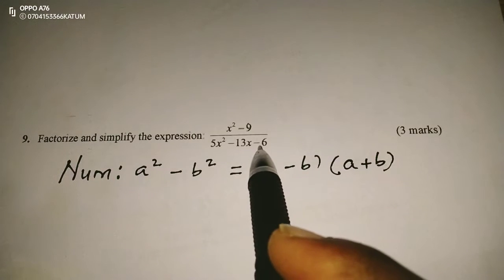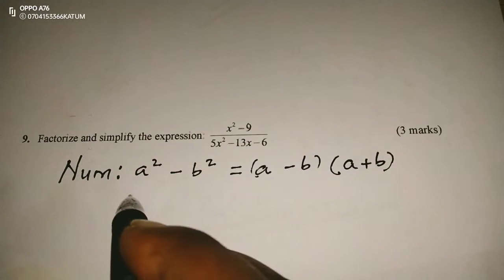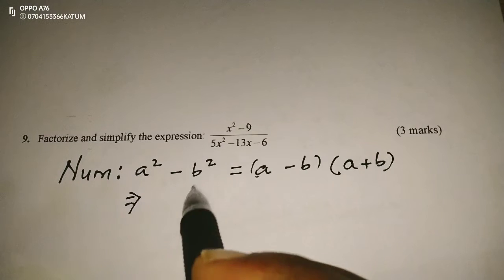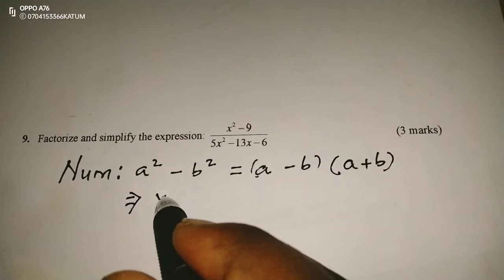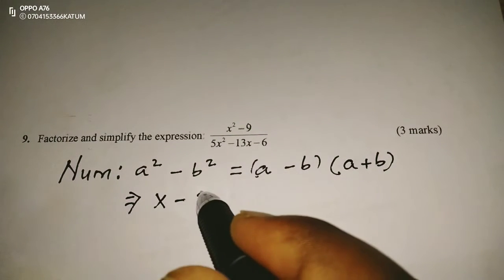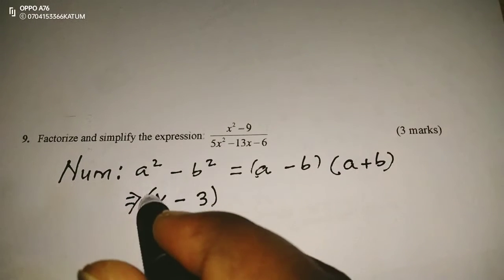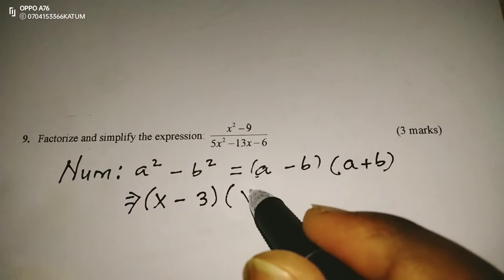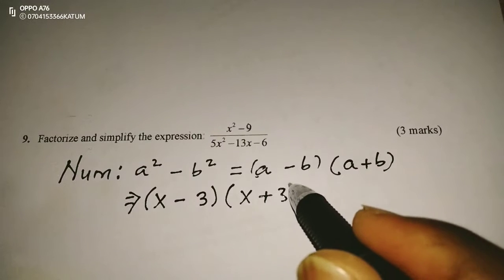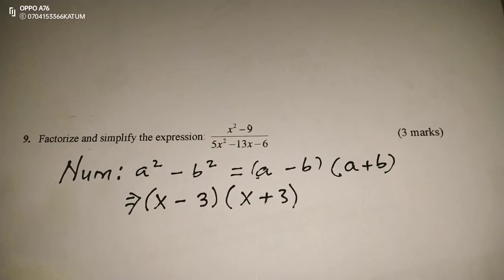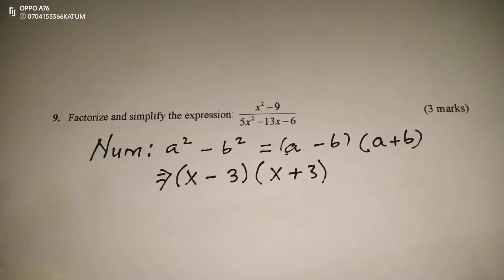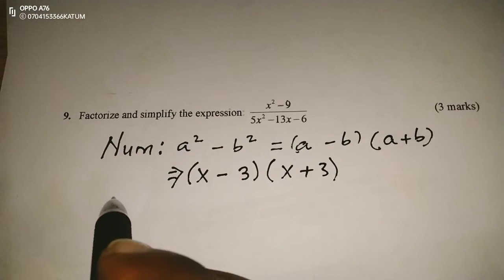Therefore, now that the numerator is in that format, we need to simplify it by obtaining the square root of x squared, then minus the square root of 9, the same roots, now with a plus. So the numerator is now completely factorized. We can look at the denominator.